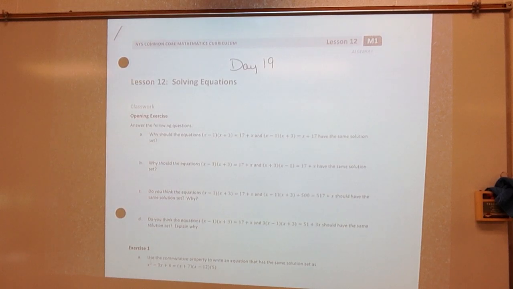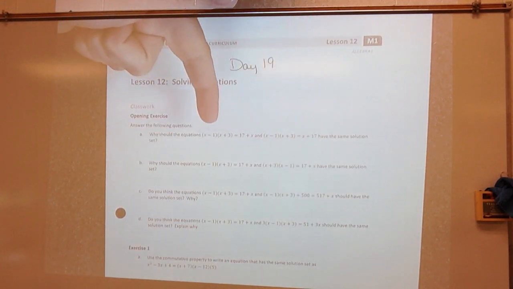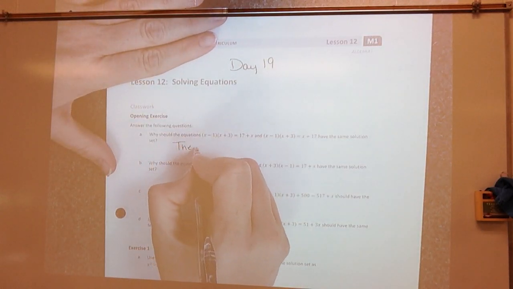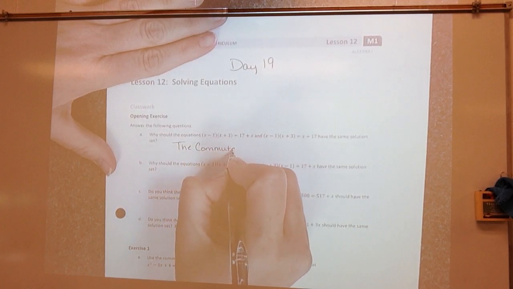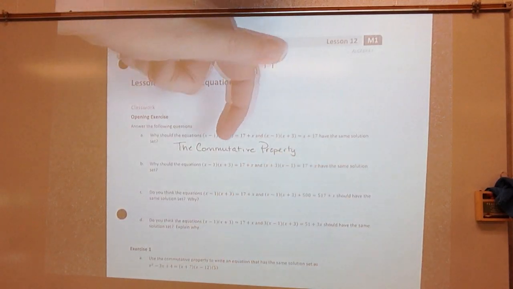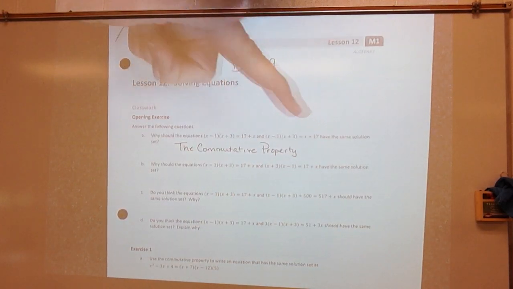Alright, so we've been talking about properties. So, guys, let's look at this opening exercise. Why should the equation (x − 1)(x + 3) = 17 + x, and (x − 1)(x + 3) = x + 17 have the same solution set? What property tells us that they should have the same solution set? The commutative property. The commutative property tells me that 17 + x is the same thing as x + 17.